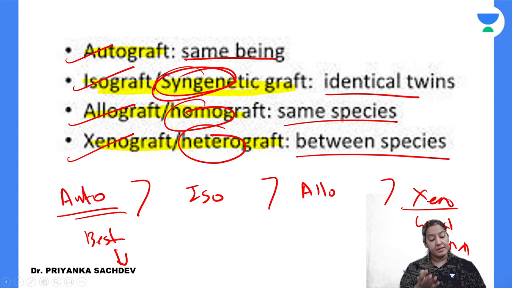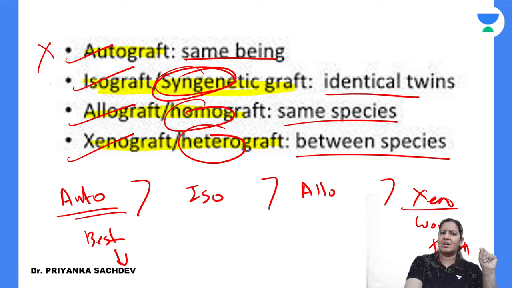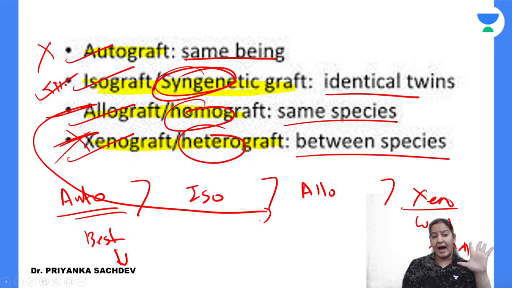The next point is the rejection. Still, rejections occur. If you are transferring an organ from the donor to the recipient, even after taking all the care, rejection never occurs in auto. Rejection chances are least, less than 1%, in iso, because genetically identical twins are there. But chances of rejection are there in allo and xeno. Xeno is not done nowadays. In allo, chances of rejection may be high if you don't find a donor with perfect HLA matching, right?